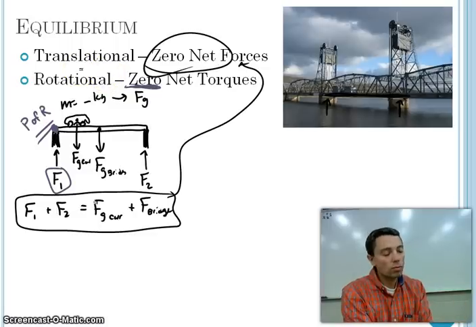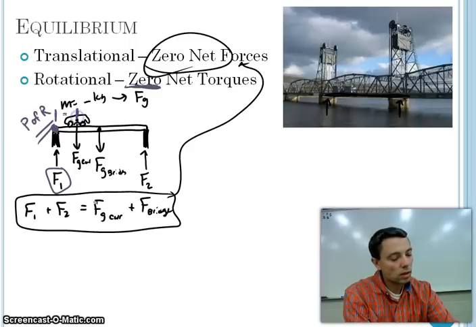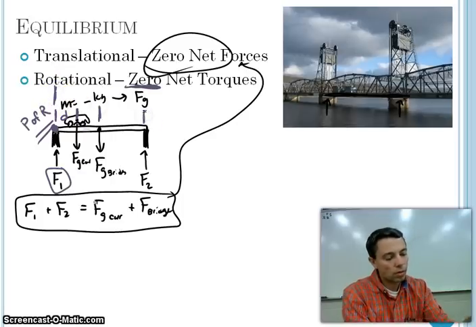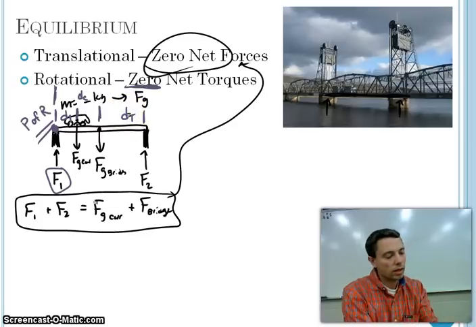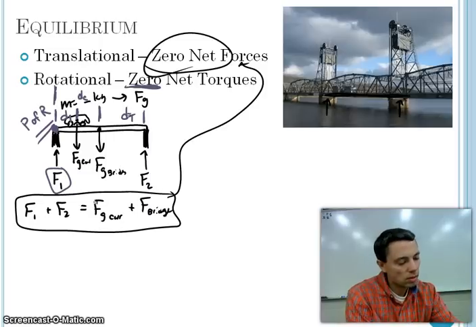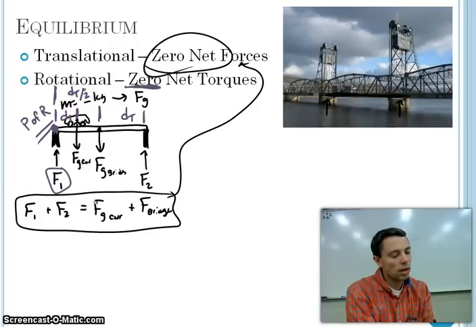Now the only way I can figure out forces though is if I know distances. So I would need to know, say, the distance from here to here. And I would need to also know the distance from here to here. And I would also need to know the distance from here to here. So I would have to know the distance for the car, the distance to the center, and then the total distance of the bridge. And the distance to the center, isn't that just half of the total distance? So if I took the total distance and divided by 2, that would give me half.